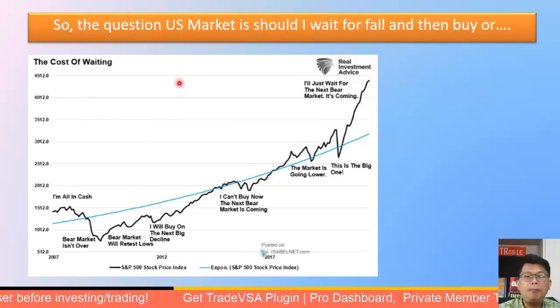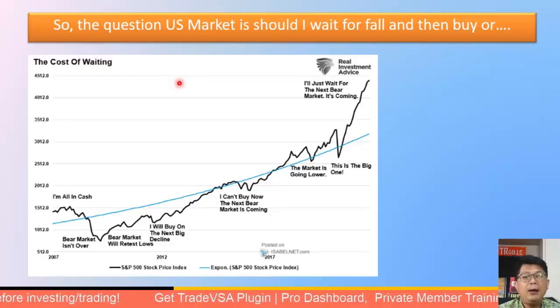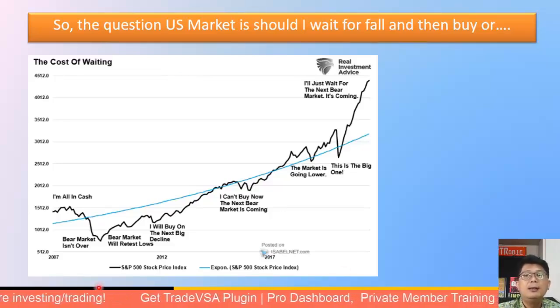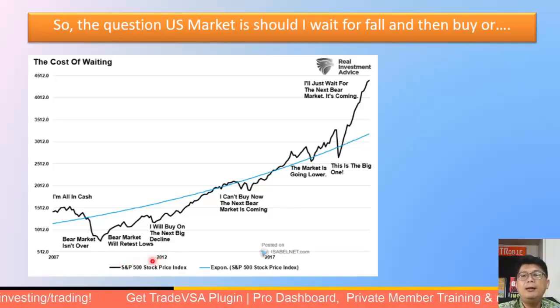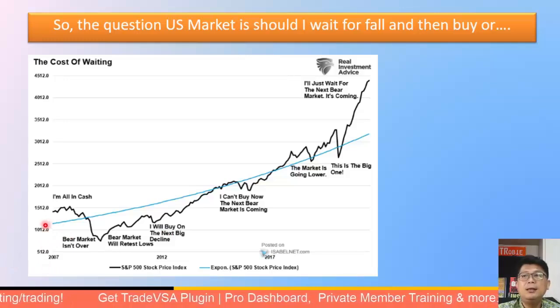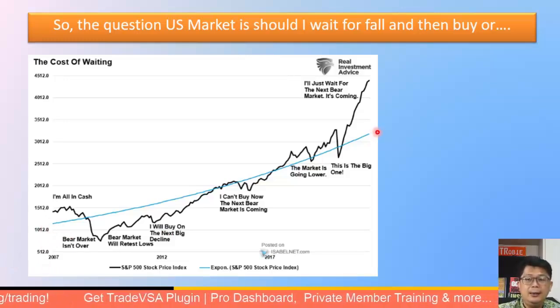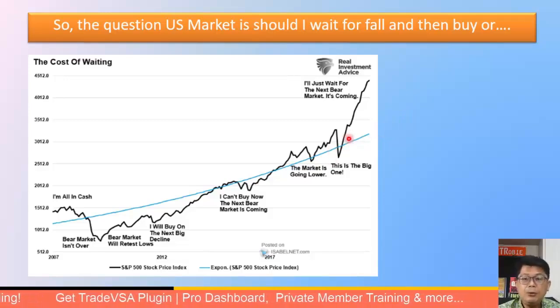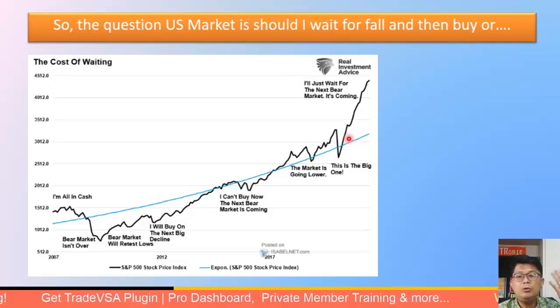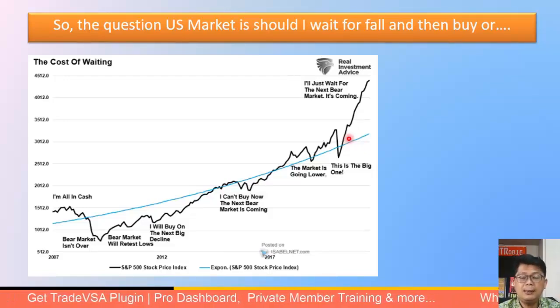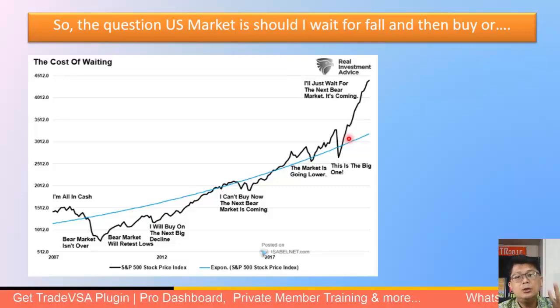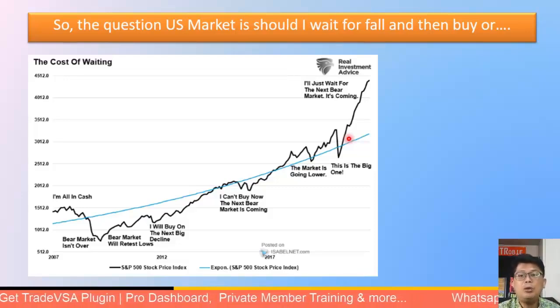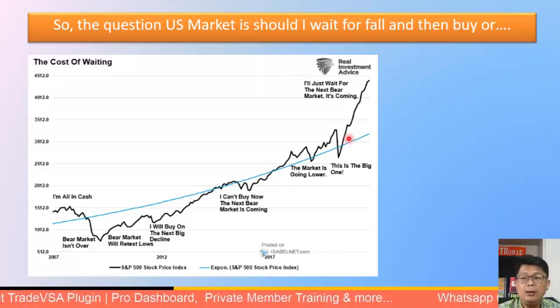So then the question is, should you wait for a fall and then buy, or what? Now, like it or not, if you look back at the US S&P 500 and you draw the exponential trend way back to 2007, the market is still going higher. If you're a long-term investor, you can use market timing tools like the Pentagon or some of the methods we teach in our masterclass to do market timing if you want to. But overall, the US market is continuing to go higher.